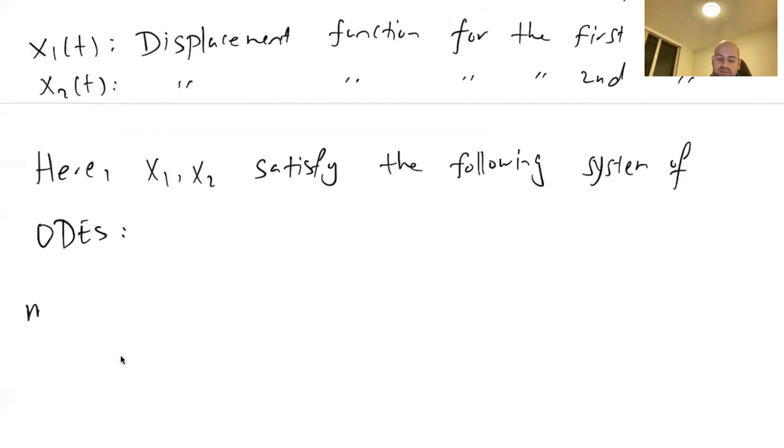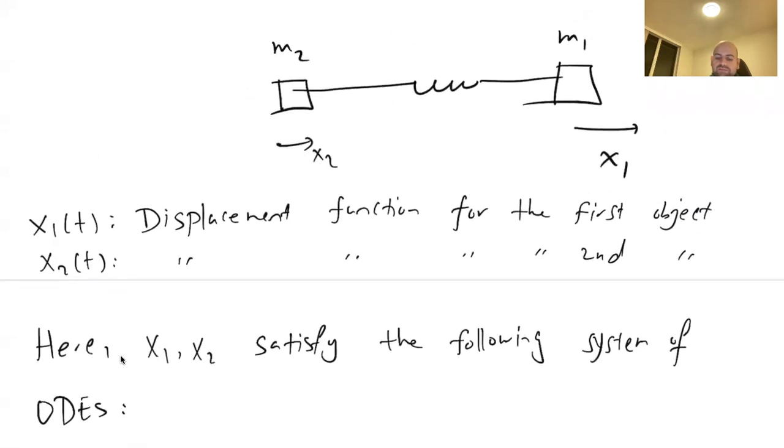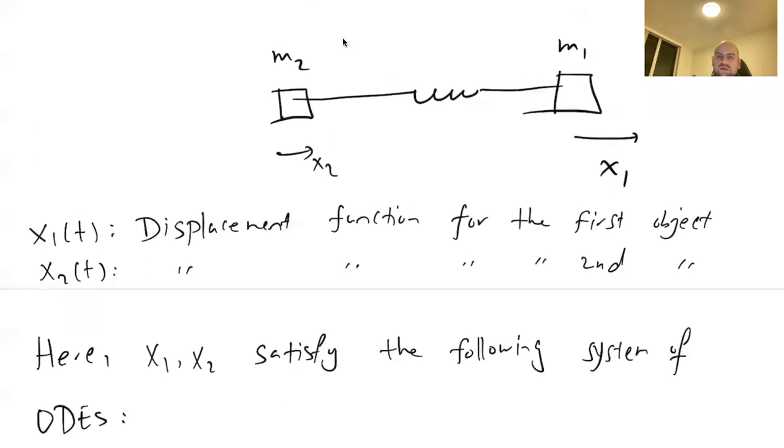So basically m1 x1 double prime, which is m1 a1. By Newton's law, we know that ma is equal to the total force. And what is the total force? Total force can be written as k times the displacement. Displacement will be x2 minus x1. So by Hooke's law, the force can be written as k times x2 minus x1.